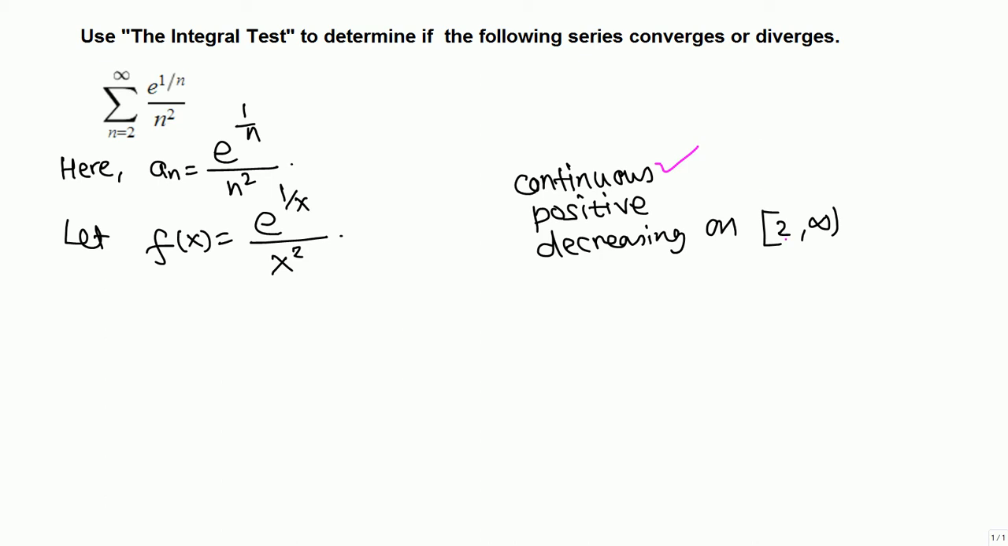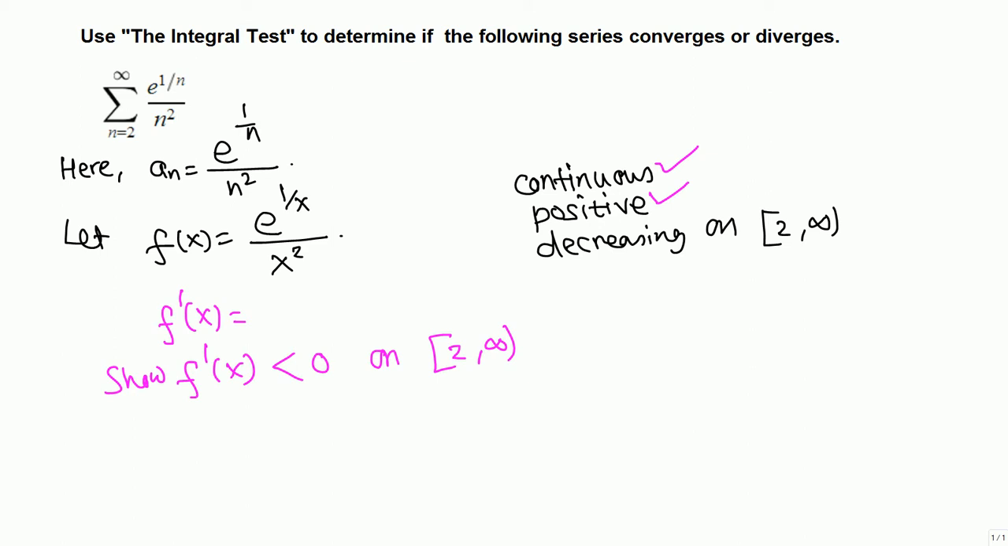At the same time, for x bigger or equal to 2, this is positive, and the exponential function is always positive, so the ratio of two positive numbers is also positive, so this is good. Now to show this function is decreasing on this interval for x bigger than or equal to 2, what we have to do is find the derivative of this function, use the quotient rule combined with the chain rule, and show the derivative is less than 0 on 2 to infinity.